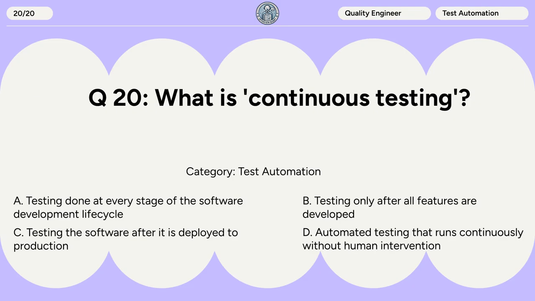Question 20. What is continuous testing? A. Testing done at every stage of the software development lifecycle. B. Testing only after all features are developed. C. Testing the software after it is deployed to production. D. Automated testing that runs continuously without human intervention.